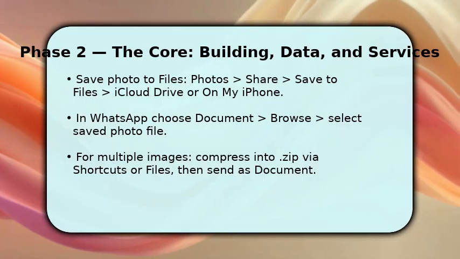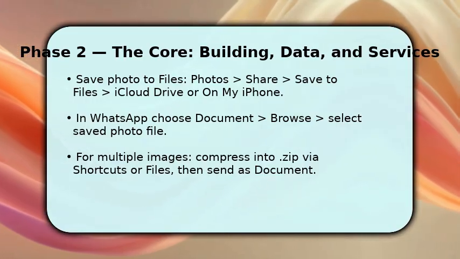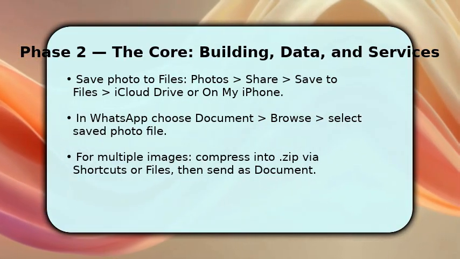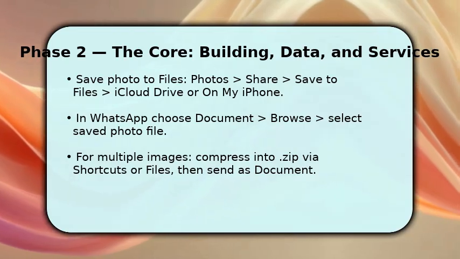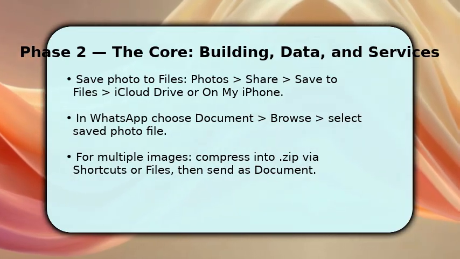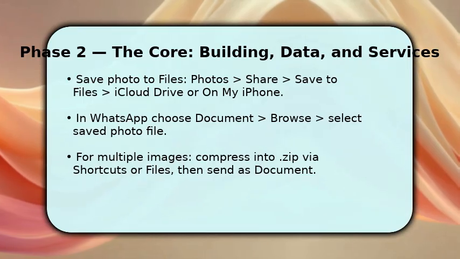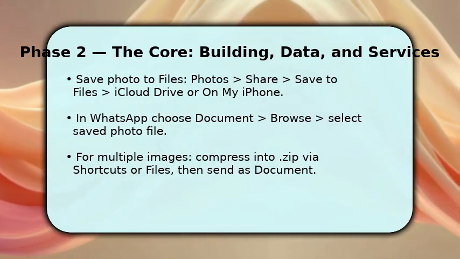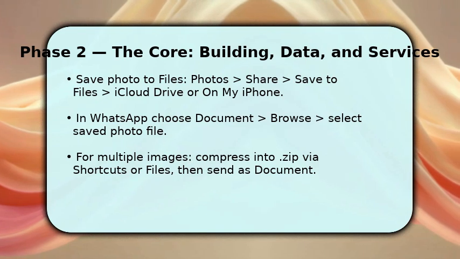If you have many photos, compress them into a single zip using the Files app or an iOS shortcut, and then send that zip as a document. This keeps all metadata and resolution. Make sure the recipient knows to unzip and open the originals on their device.